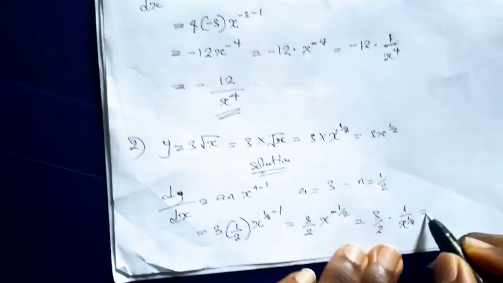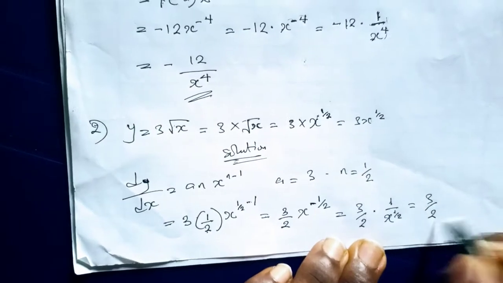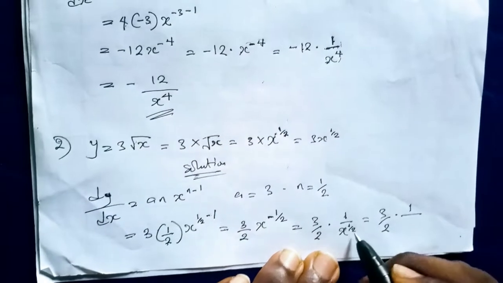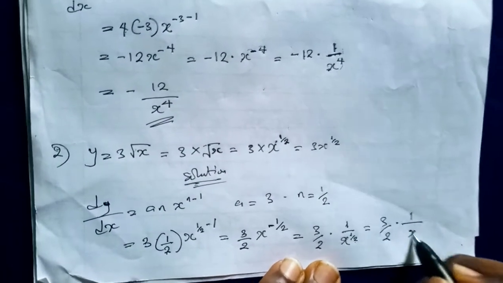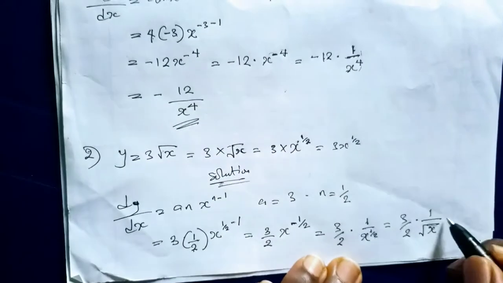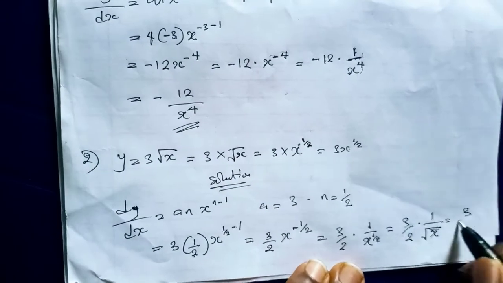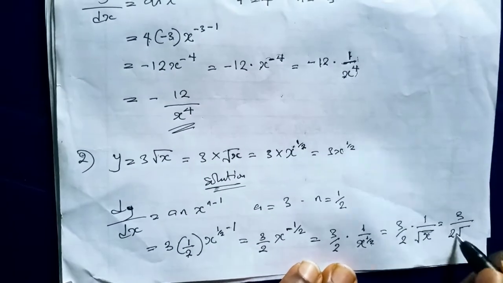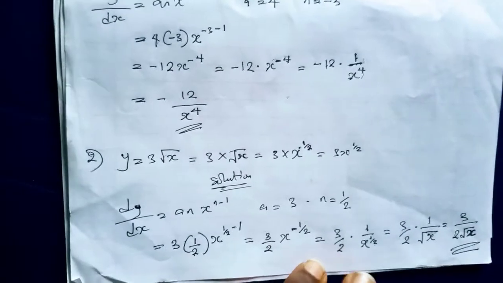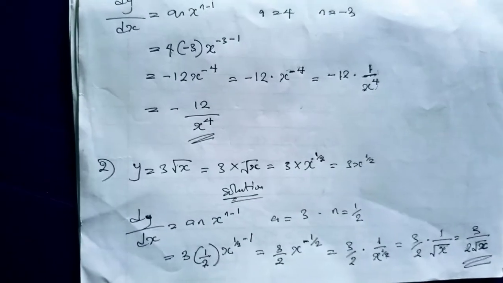Now this is still equal to 3 over 2 times 1 over, we see this is the power and this is the root. So the power is x raised to power 1 and the root is square. So this is a square root of x, and this is our answer.